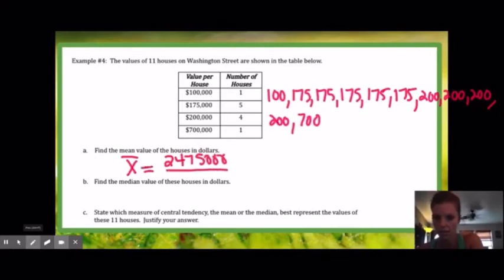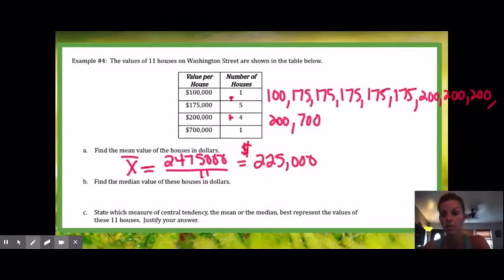How many total houses are there? There's 1 plus 5 plus 4 plus 1. So 6, 10, 11. So I'm going to divide by the 11 houses on that street. And the average house price is $225,000. There we go. The median, well, now that up top I listed, let's start canceling out. There's 11, so we should get a middle number. So the 100 and 700 are going to cancel. And then I'm going to cancel this 200 with this 175. And there we go. And I cancel one to the next. So the median here is 175,000.